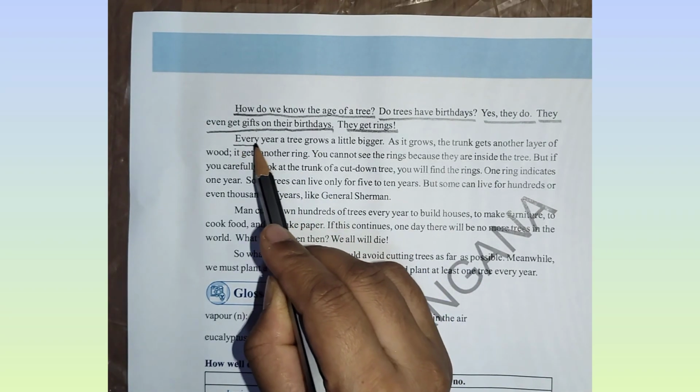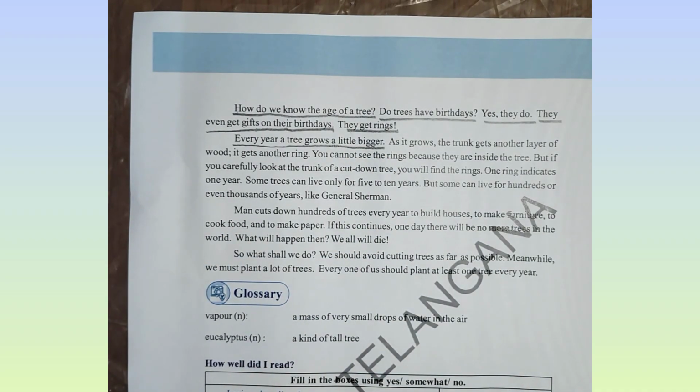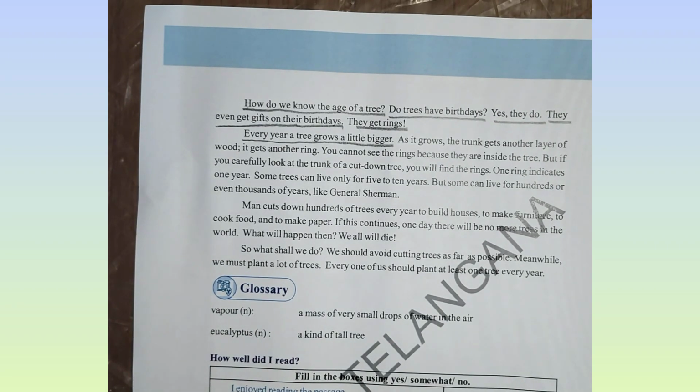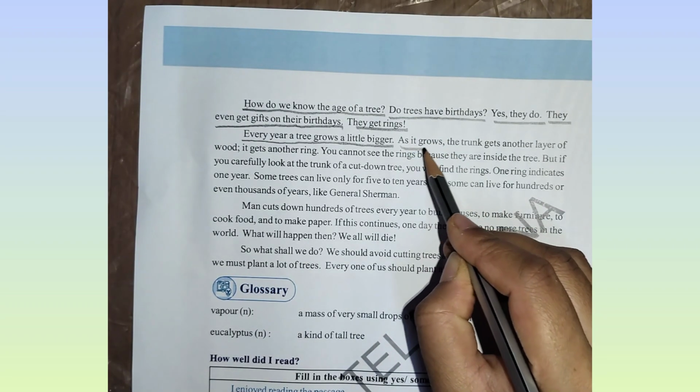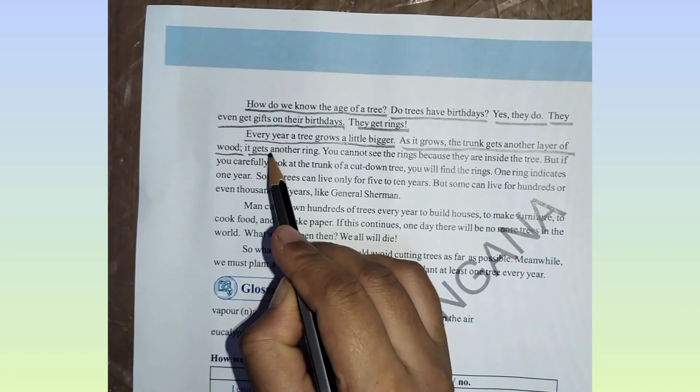Okay, every year a tree grows a little bigger. When you plant a tree, it will be small, like a puppy. As the years and days go on, depending on how you pour water and how you take care of the plant, it is going to grow a little bigger. As it grows, the trunk gets another layer of wood. Okay, it gets another ring.